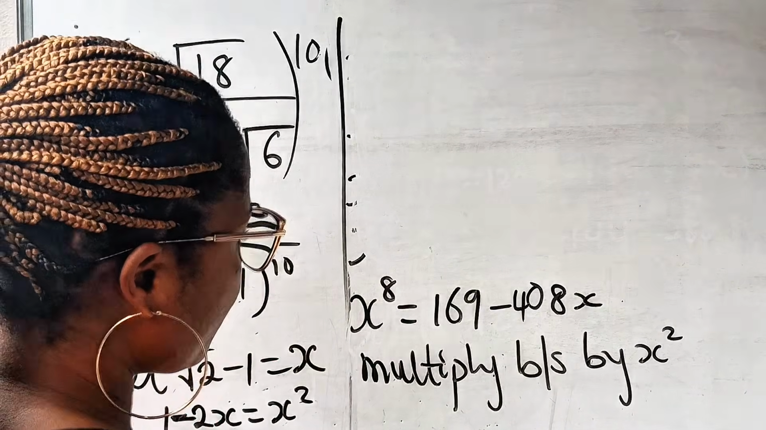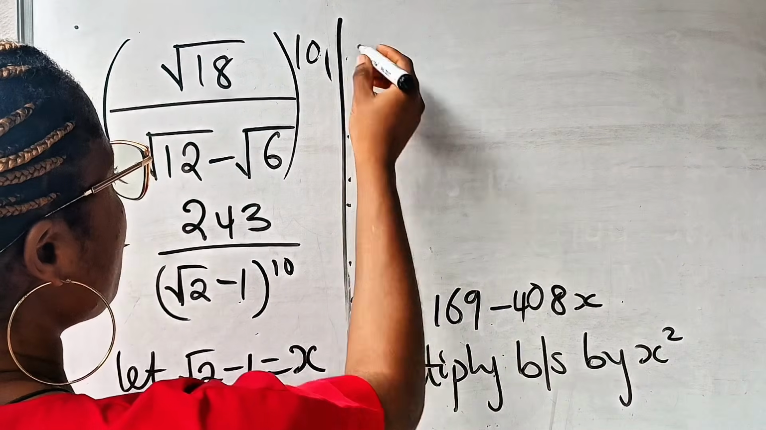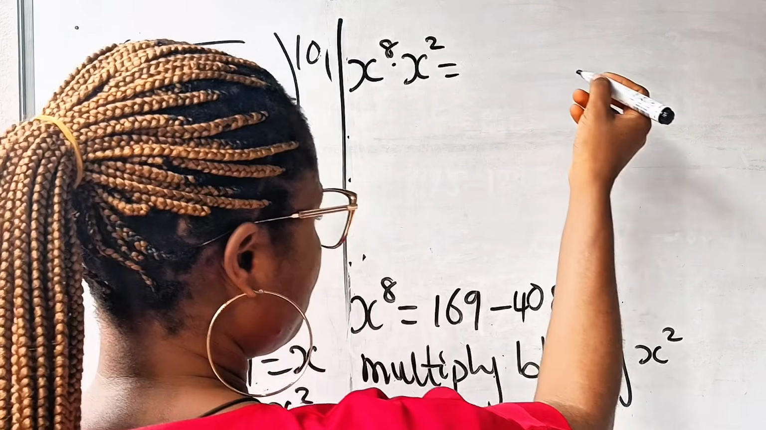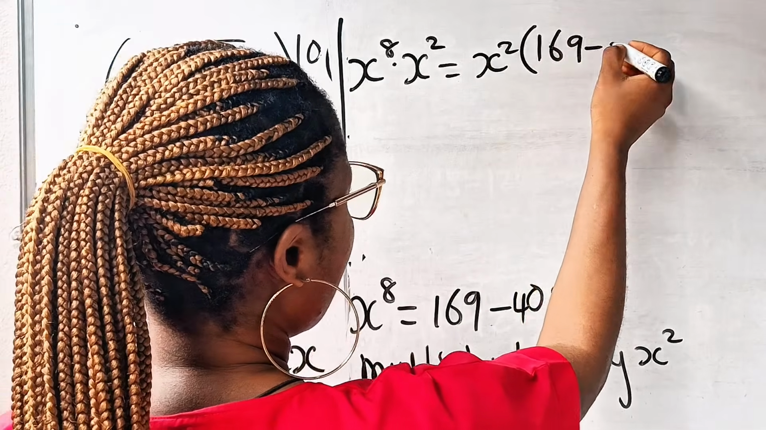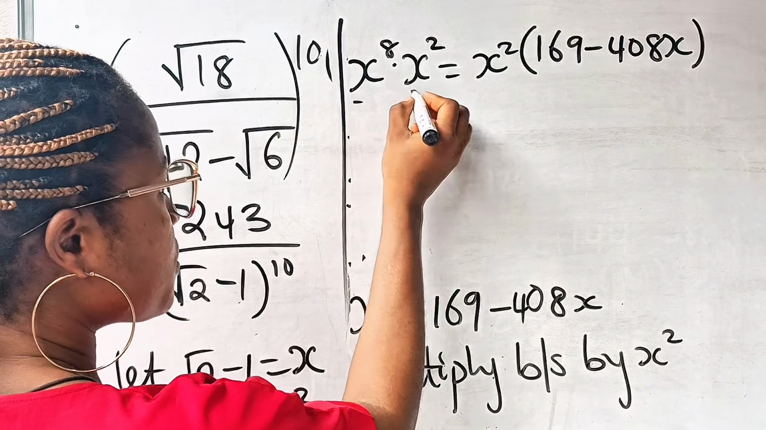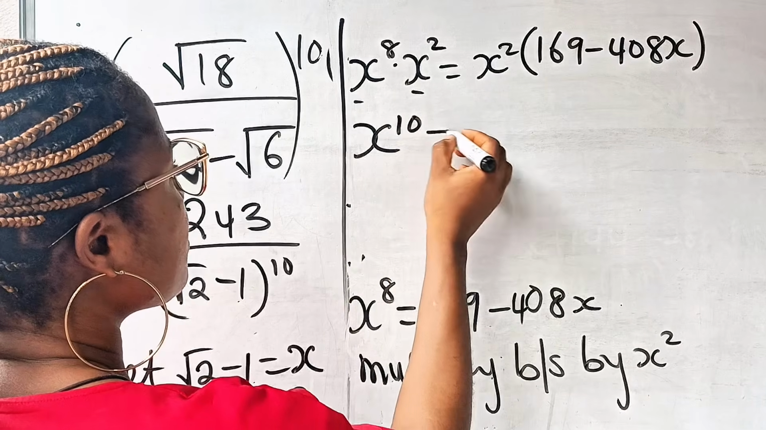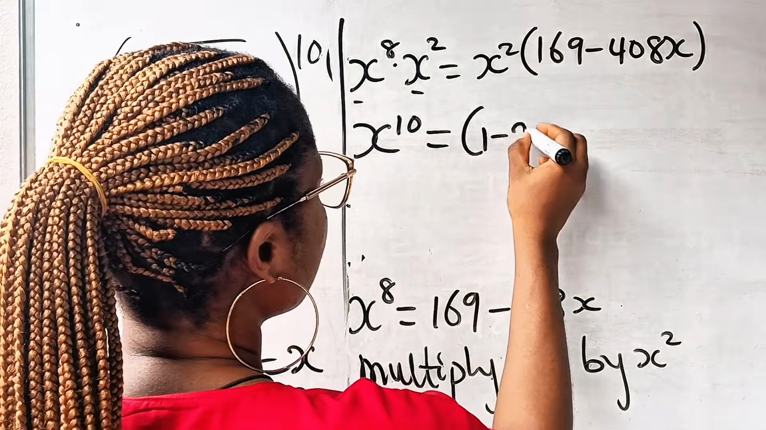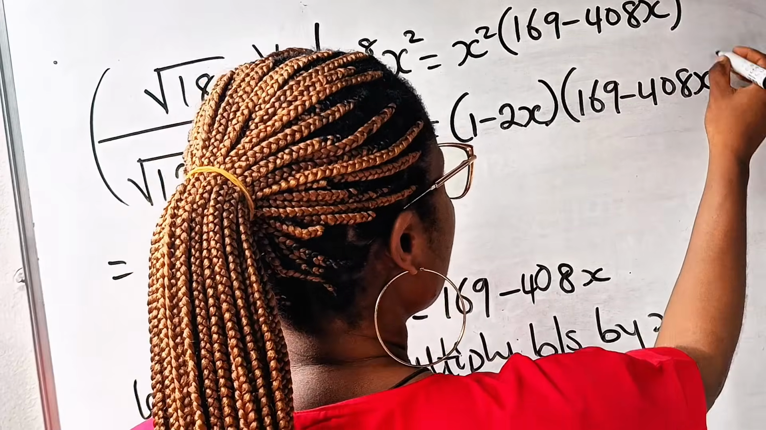All right, so this is what we have. We are multiplying both sides by x squared. So we have x to the power of 8 multiplied by x squared is equal to x squared multiplied by 169 minus 408x. Now you know that this multiplied by this will give us x to the power of 8 plus 2, which is 10. Is equal to, now our x squared is 1 minus 2x. So we have 1 minus 2x bracket 169 minus 408x.